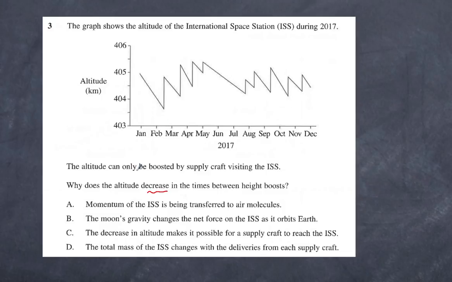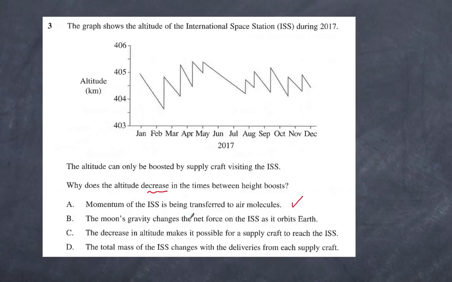Now it's in low Earth orbit, which means it's going to encounter the atmosphere. The first response: momentum of the ISS is being transferred to the air molecules. What that means is that the ISS's momentum is going to decrease, therefore its velocity is going to decrease, causing the air particles to increase in velocity and therefore increase their momentum. So we have a transfer of momentum, and a drop in velocity is going to cause a drop in altitude. So that seems to be correct, but let's confirm that with the other answers.